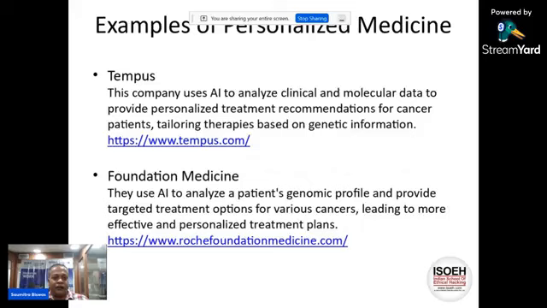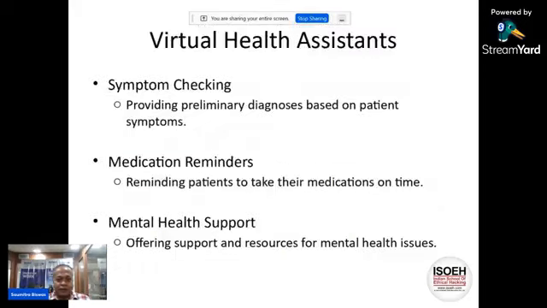Two examples, Tempus and Foundation Medicine. Again, they are using artificial intelligence, analyzing molecular data, clinical data, genomic profile of patients, and administering proper medications according to that profile. It is not possible through only human doctors. It is not possible. Tempus.com and Foundation Medicine. Please go there and see what they are doing. Very, very exciting things.